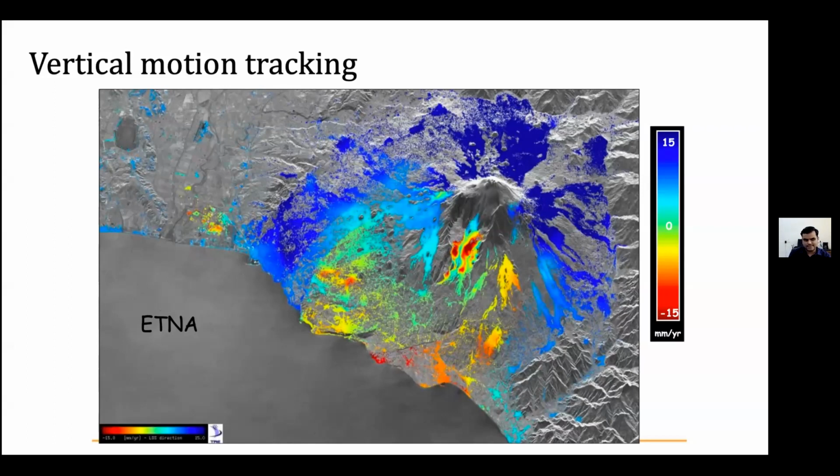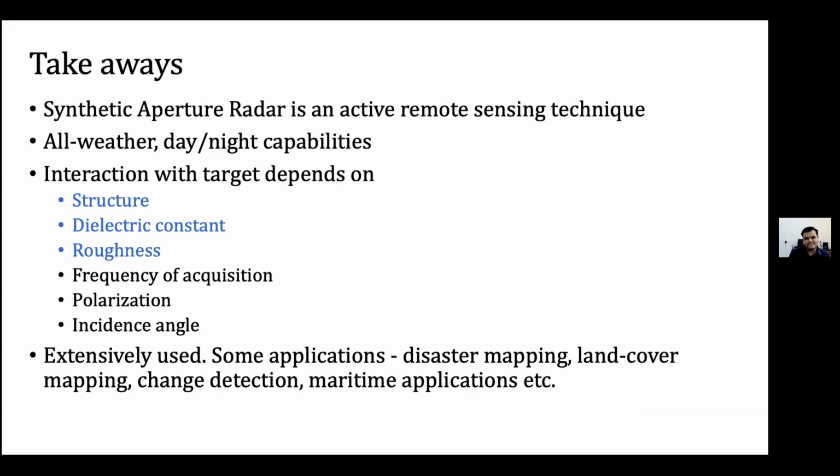So a few takeaways are that synthetic aperture radar is an active remote sensing technique. It has a lot of applications because of its all-weather capability and penetration through the ground. The major things to focus on are to always look at the frequency of acquisition of SAR data, the polarization and incidence angles, and those have a lot of impact on how well we can estimate the structure of a particular target, the changes, the dielectric constant, and the roughness.